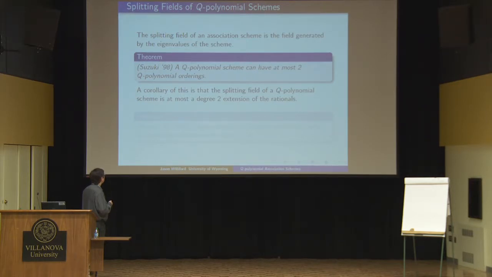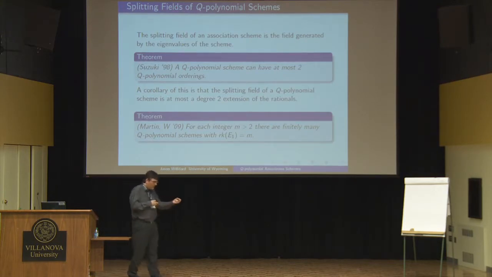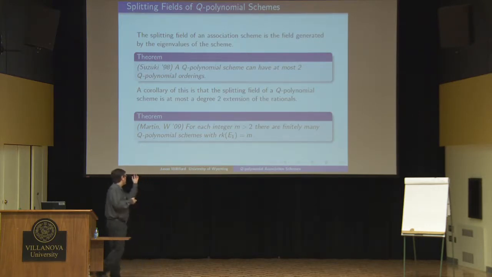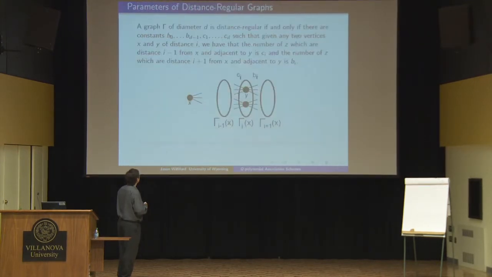And I'll mention just one other result that I really had no other place to put. It's also known that dual to the Bannai-Ito conjecture for distance regular graphs, if you look at the rank of E1, which you can think of as the dual notion of a valency of a distance regular graph, and if you fix that rank, there are finitely many schemes with that rank that are Q-polynomial. Okay, so a few basic facts. The one at the top, though, is more important to the talk today.